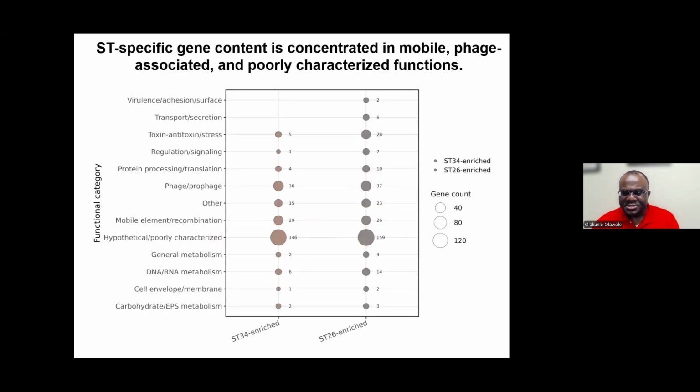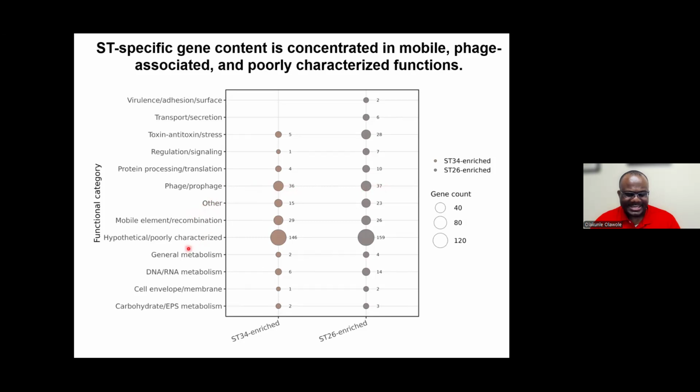To better understand the biological basis of the ST26 and ST34 differentiation, what we did was to examine the functions that are associated with lineage-enriched genes. And one of the things we found here was that most of the sequence type-specific enriched genes were associated with hypothetical or poorly characterized proteins. A large fraction of the lineage-enriched genes were linked to prophages or phage-related genes.